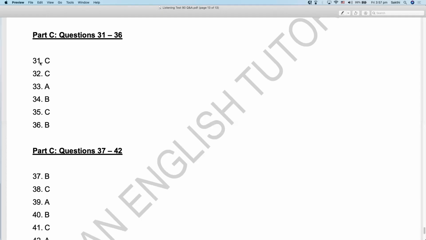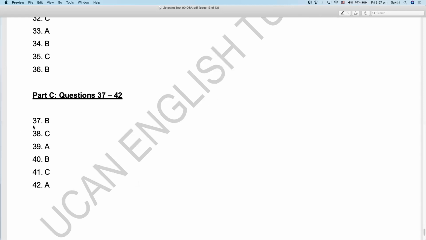For part C, question number 31, the answer is C. For question number 32, the answer is C. For question number 33, the answer is A. For question number 34, the answer is B. For question number 35, the answer is C. For question number 36, the answer is B. And for question number 37, the answer is B.